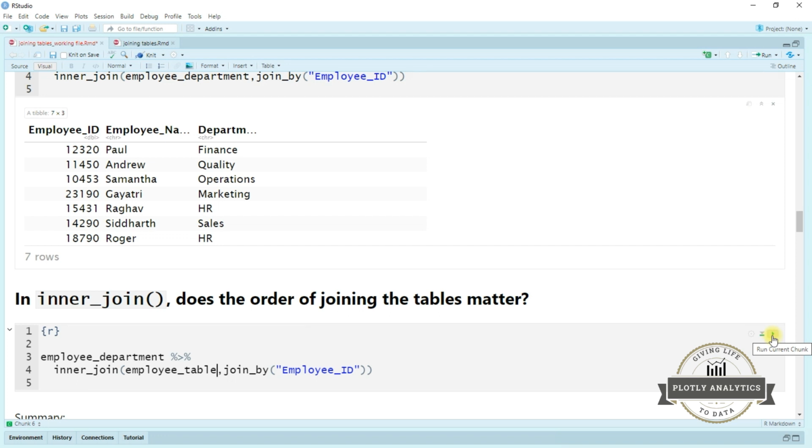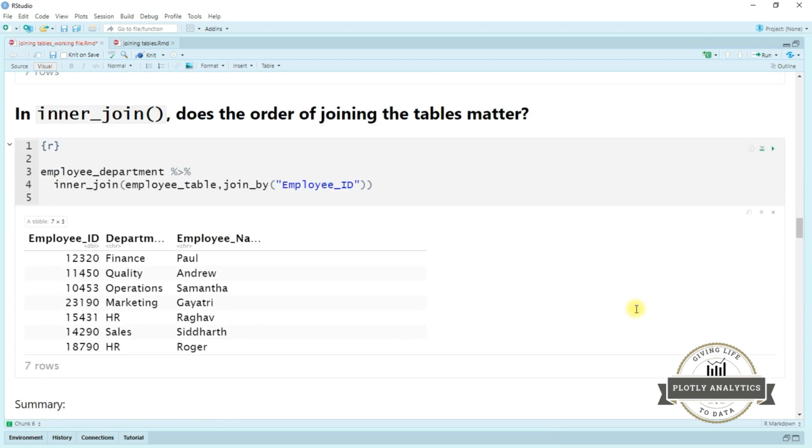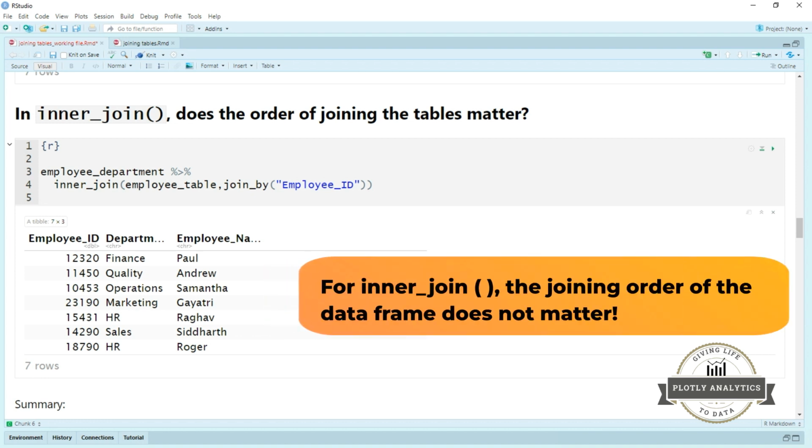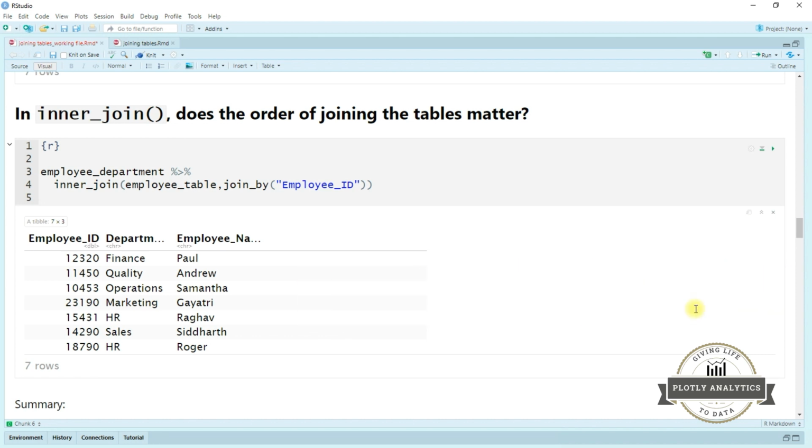Join by will remain the same. The key will be the same. Let's see what happens. So as you can see, the output is the same as we got in the first case, because inner join only cares about common observations between these tables, and the joining order of the data frames really doesn't matter. As long as the common observations remain the same between the two data frames, the output will remain the same. The joining order of the data frame doesn't really matter in case of inner join.